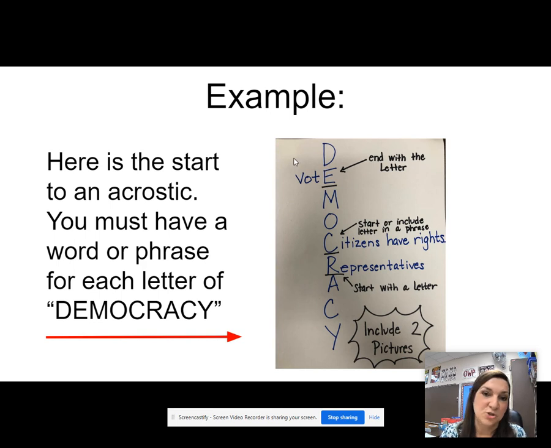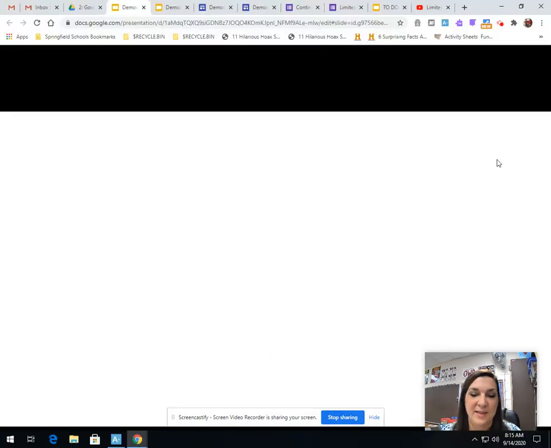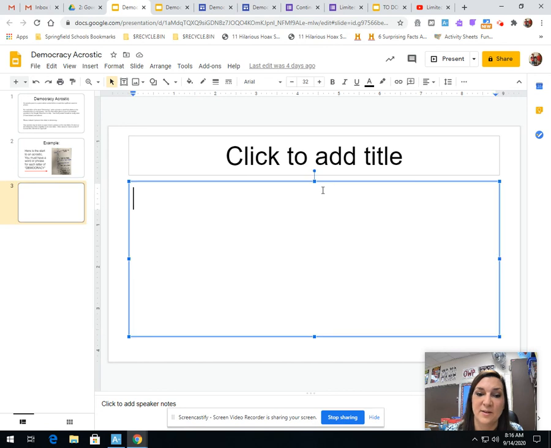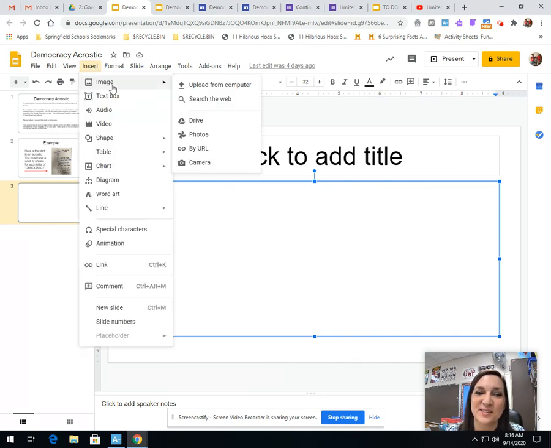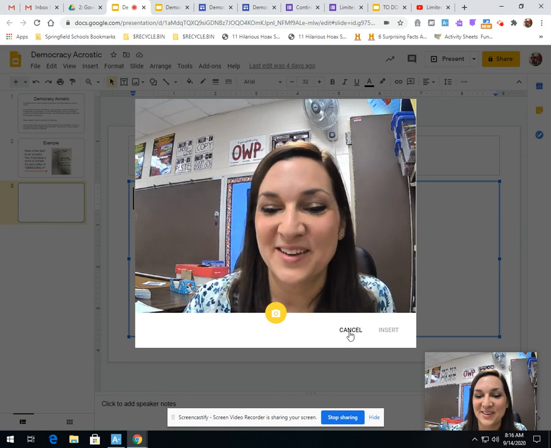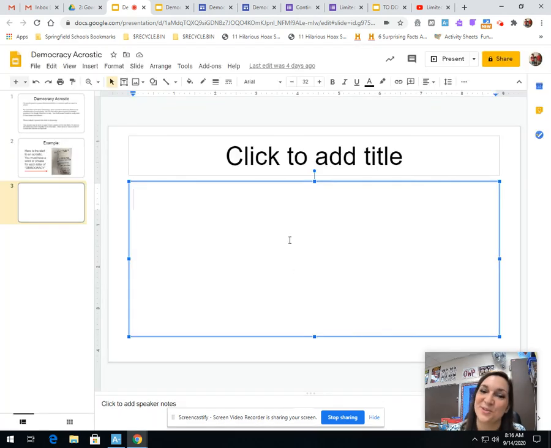You also want to make sure if you hand draw it or do it digitally, that you include pictures. And then if you decide to do it digitally, you can make your acrostic right here on the slide. If you do it on paper, you can take a picture of it. Just a quick refresher, you would hit insert, image, come down to camera, take a picture of it, and then insert it right here.